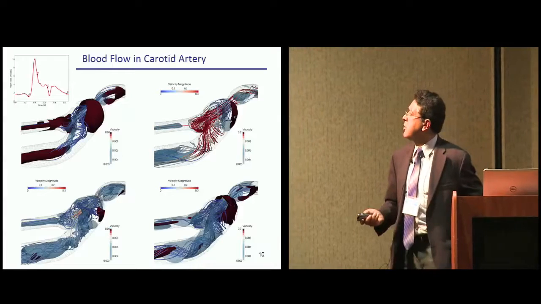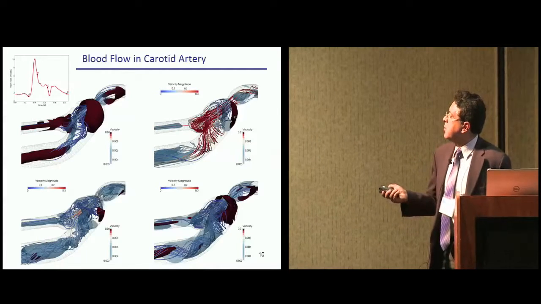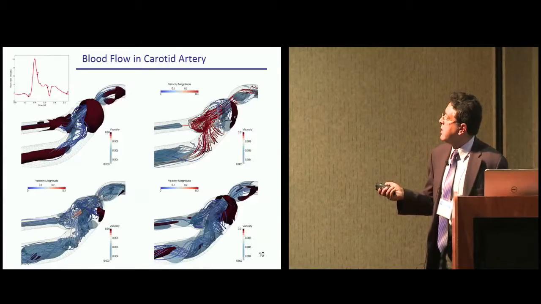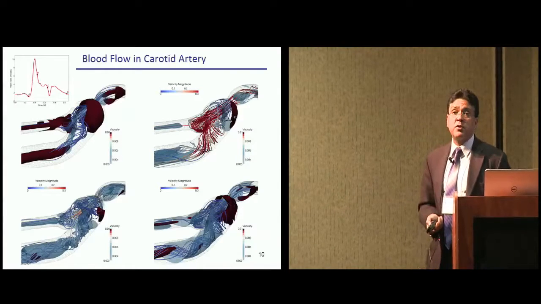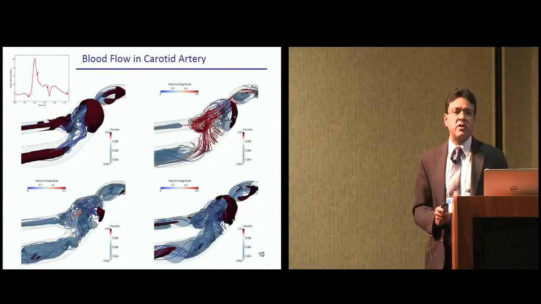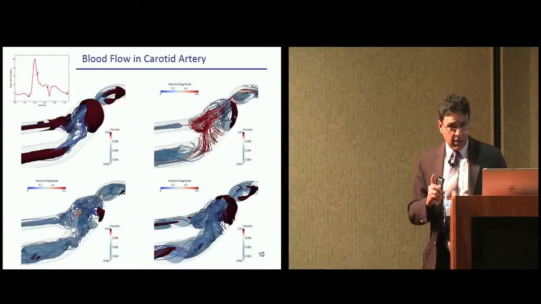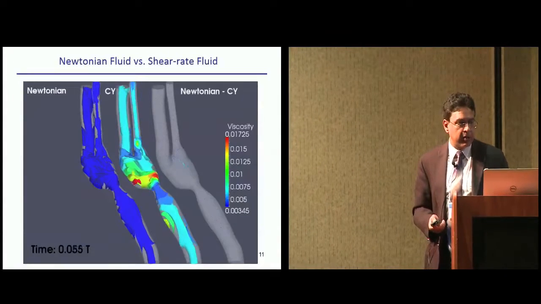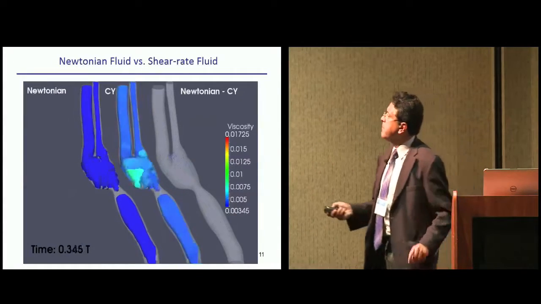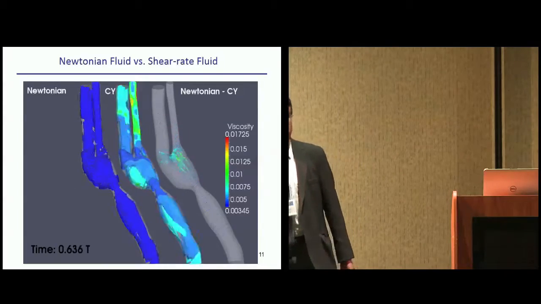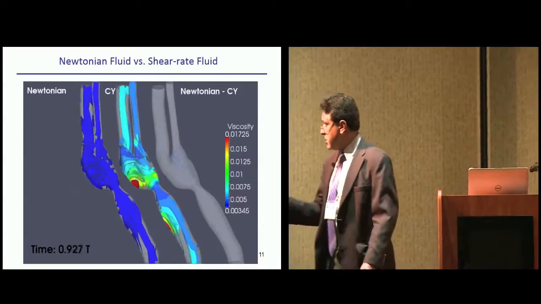Here are different snapshots of the different time points. This is at the time when we are here, and we see considerable buildup of viscosity. If you have a constant viscosity model, it will not be able to predict that. It will not be able to predict the risk for the patient. I'm going to show you another one. This is Newtonian flow. Newtonian flow viscosity is constant. There is no change in color.